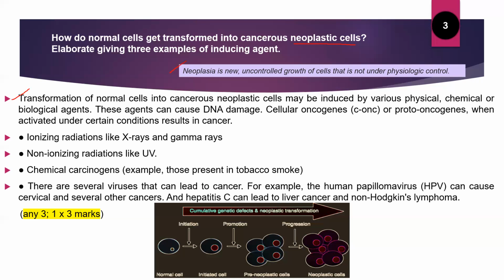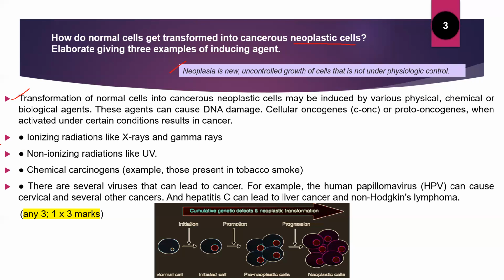There are some genes called cellular oncogenes or proto-oncogenes. When active under certain conditions, they result in cancer. There are different sorts of inducing agents that can lead to the transformation of normal cells into cancerous neoplastic cells. Some of these are cited here.